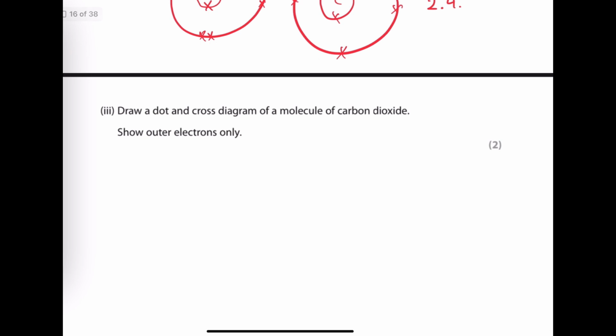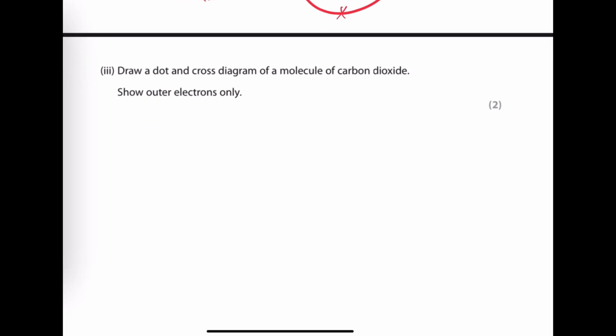3I, draw a dot and cross diagram of a molecule of carbon dioxide and show outer electrons only. How this works is because it's two non-metals going together, we know that they are covalently bonded, as we said before, so they are sharing electrons. So let's start with the carbon.